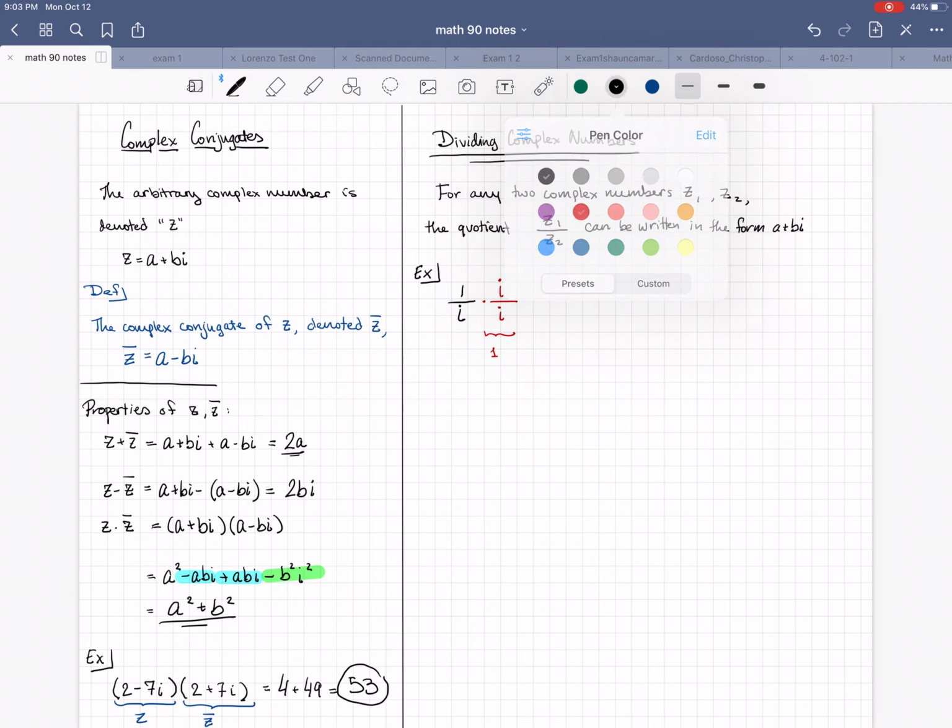Well, what do we get here? On top, we have 1 times i, which is i. On the bottom, we have i squared. And as we know, i squared is -1. And we all know that dividing by -1 is the same thing as multiplying by -1. So it turns out that 1 over i is actually the same as -i.